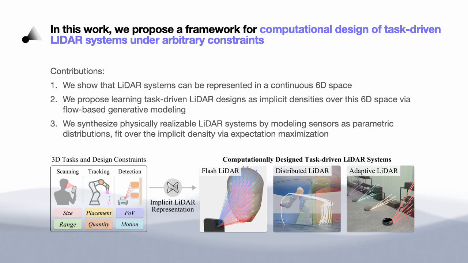In this work, we propose a framework for computational design of task-driven LiDAR systems under arbitrary constraints. Through this work, we show first that LiDAR systems can be represented in a continuous 6D space. We then propose learning task-driven LiDAR designs as implicit densities over this 6D space via flow-based generative modeling. Finally, we synthesize physically realizable LiDAR systems by modeling sensors as parametric distributions in this space, which we fit over the implicit density via expectation maximization.